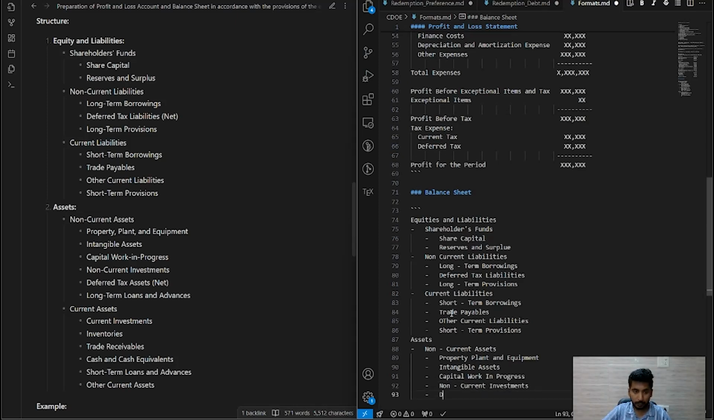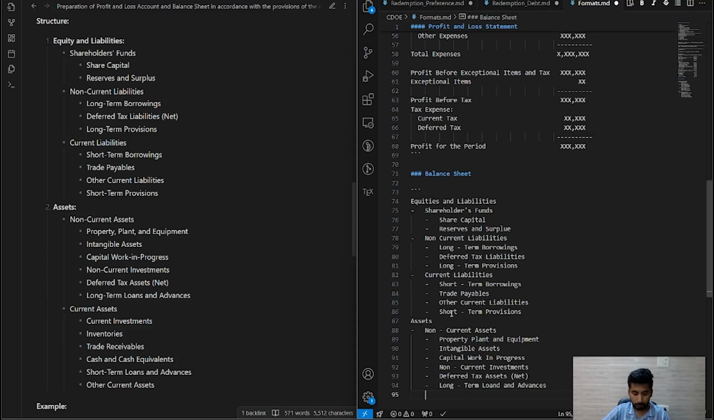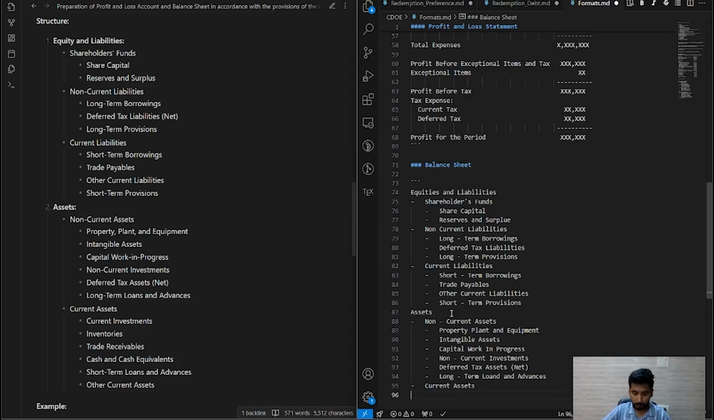Then comes deferred tax assets of the net value. Then comes the long-term loans and advances. After that comes the current assets. These are the non-current. So in that we have the current investments.